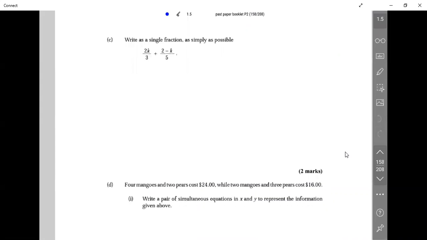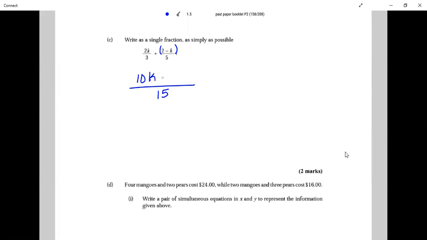All right, C here is asking us to write as a single fraction. The first thing I would do is to put this in brackets. All right, so then now if I'm adding fractions and the denominators are different, I must find the LCM, which is 15. 3 into 15 goes 5 times. 5 times the numerator, or 5 times 2k is 10k, plus 5 into 15 is 3. 3 times the numerator, which is 2 minus k.